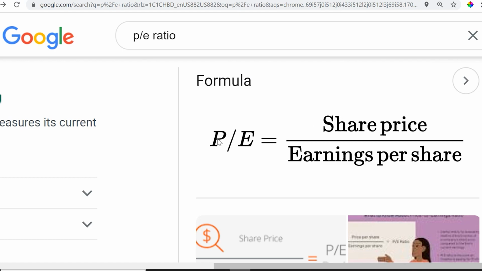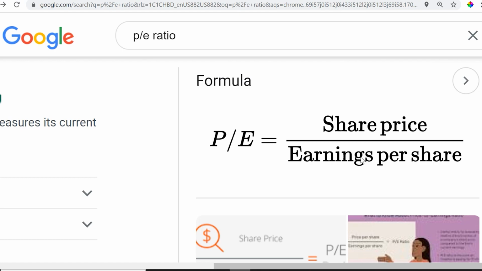That being said, PE, commonly people refer to as price over earnings, but it's actually the share price over earnings per share. So it's EPS. It's not earnings, it's earnings per share. So simply and mathematically, it is the current price per share divided by the earnings per share. So the question then becomes, how do we calculate earnings per share?